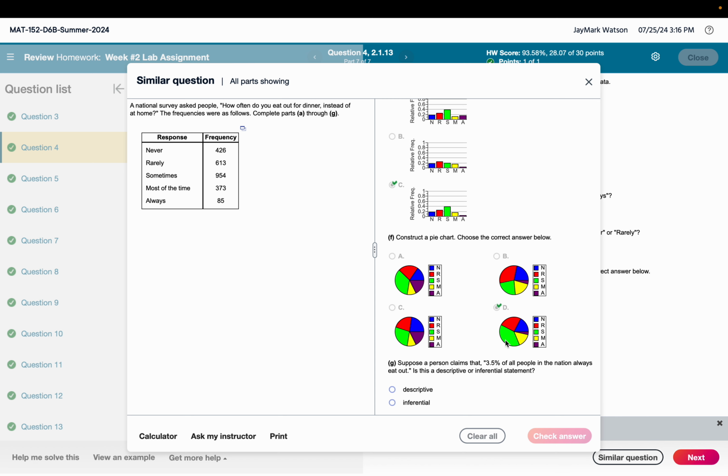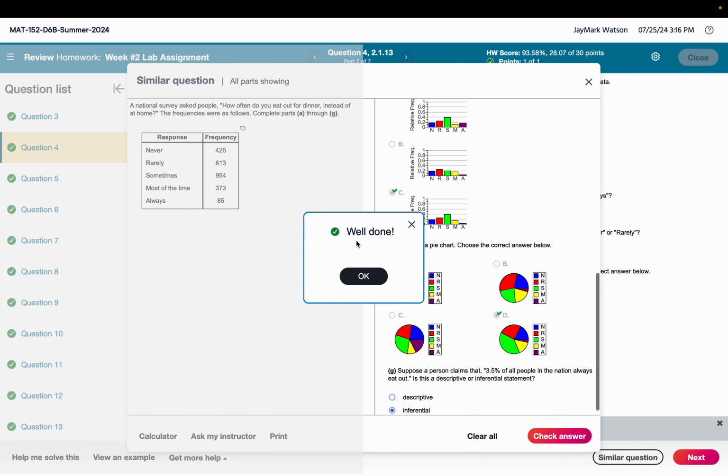Suppose that a person claims that 3.5% of all people in the nation always eat out. Is this a descriptive or inferential statement? Well, it's making a guess about everyone in the country, so I would say it's more of an inference than being descriptive. And that is right.